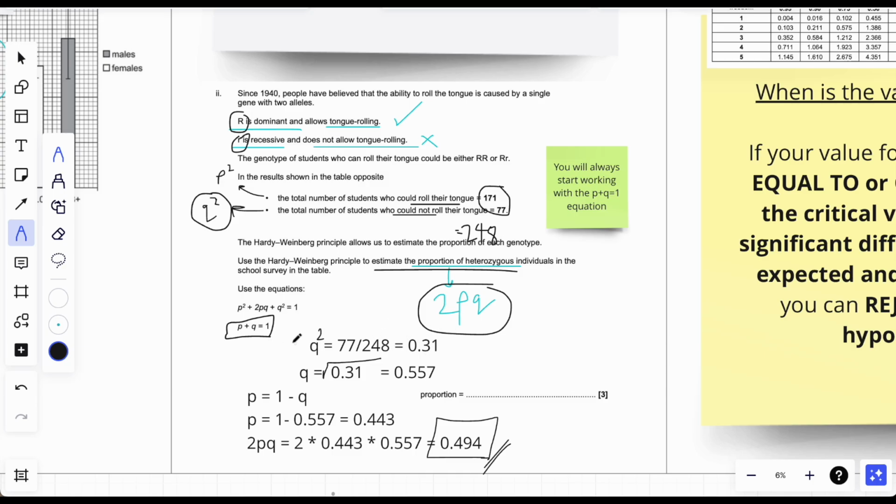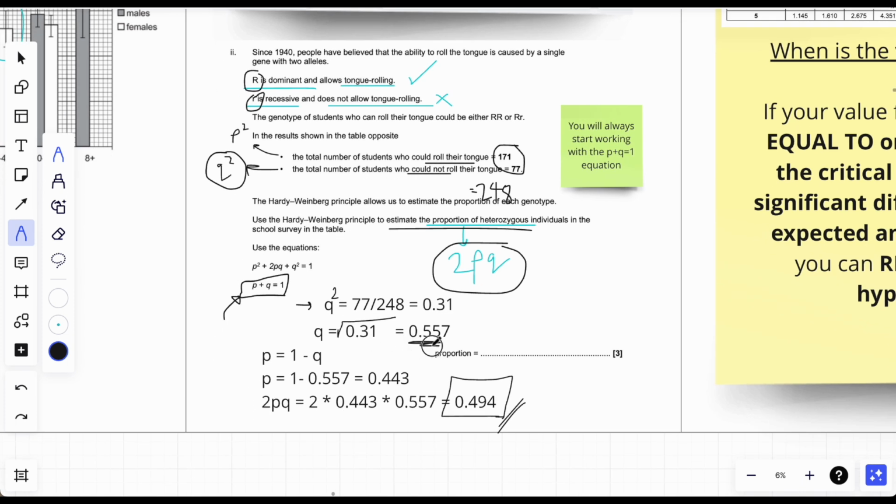Now, we've got q squared, but as I said previously, we're going to be using this equation over here. q and q squared are not the same, so you must square root that value, and you're going to get 0.557. Now, we can work out what p is, right? Just a simple rearrangement of the formula to get p equals 1 minus q. So sub in the value that you got over here, which is q, and then do 1 minus that value. And then you get 0.443.